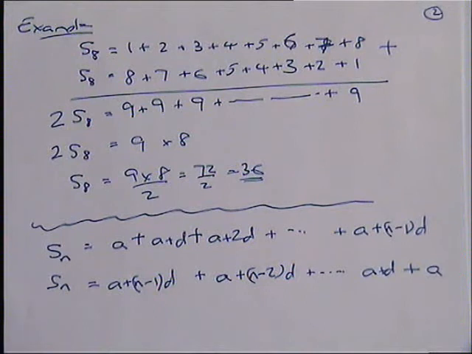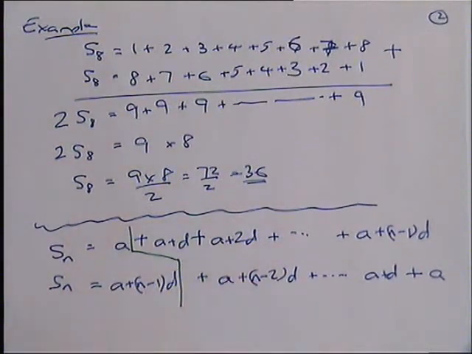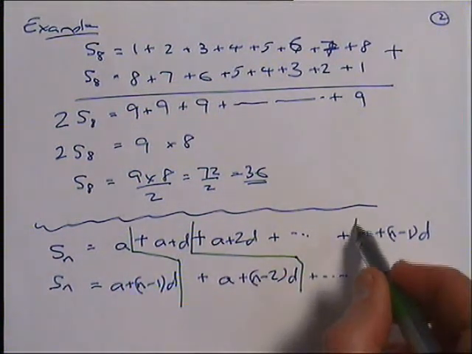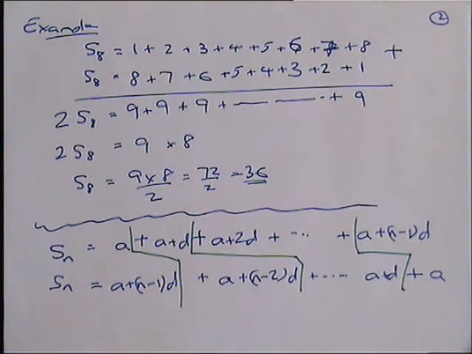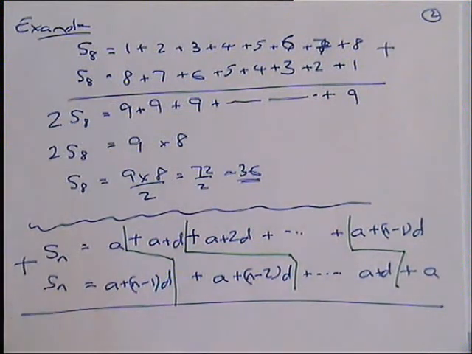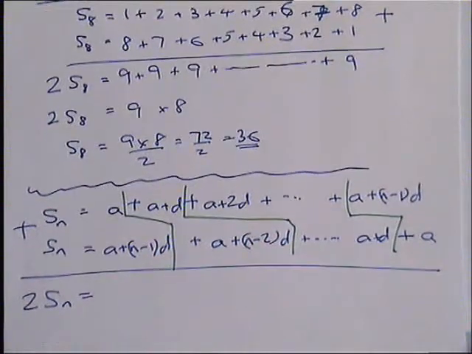Now I haven't lined this up brilliantly here. Ideally I'd have lined this up neatly in columns. That one goes with that one, that one goes with that one, that one goes with that one, and so on. My page wasn't wide enough for me to do it. Now I'm going to add those two rows together, so that will give me 2 lots of S of n. I'm going to do it a column at a time.